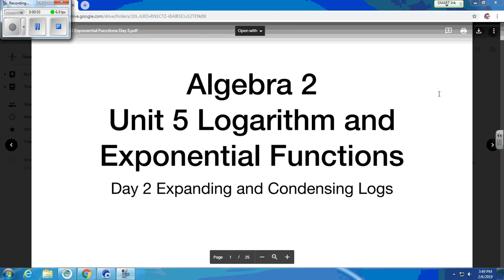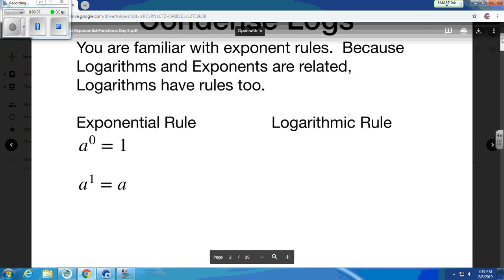Today we're going to be talking about expanding and condensing logarithms. Since logarithms and exponential forms are related, they are going to have similar rules.